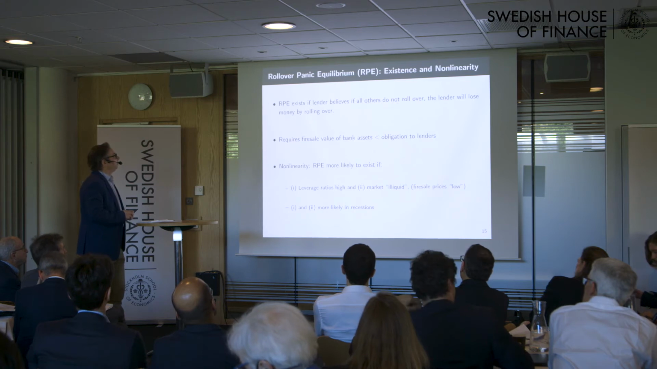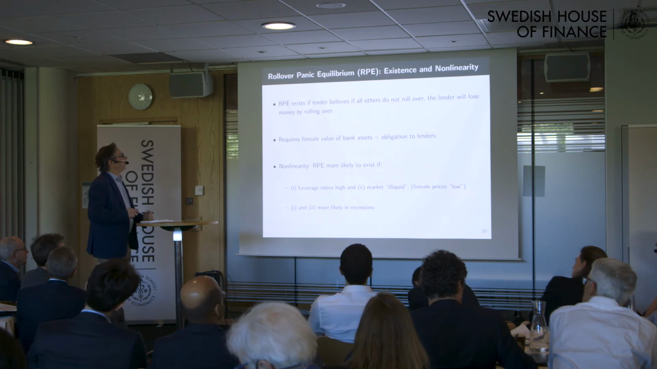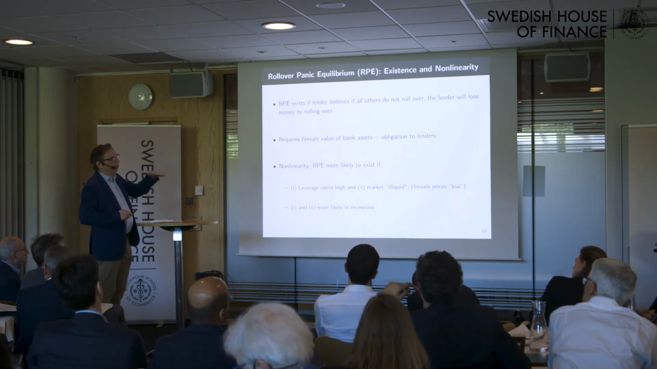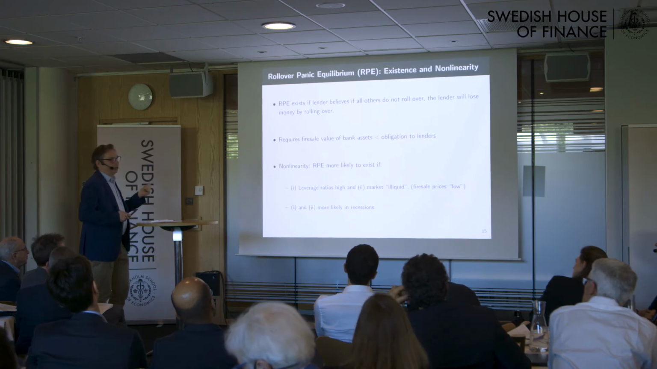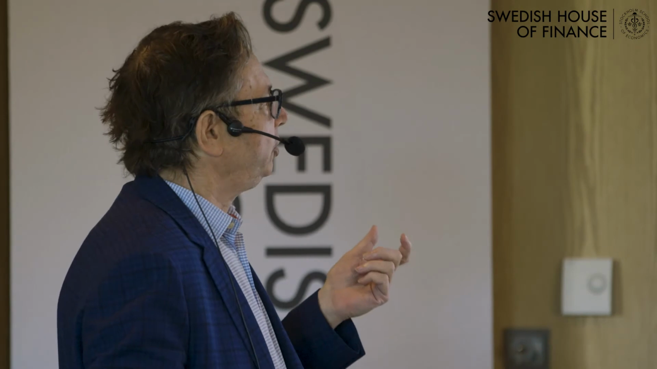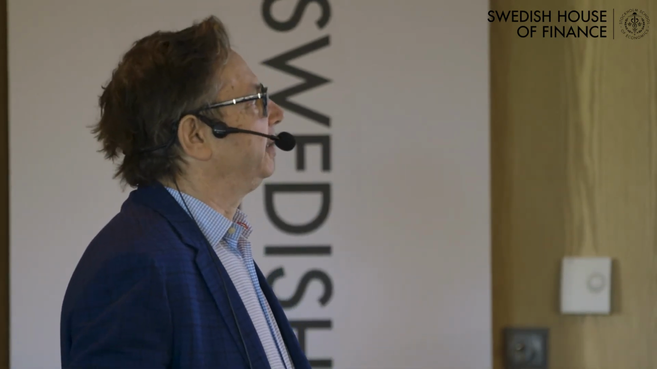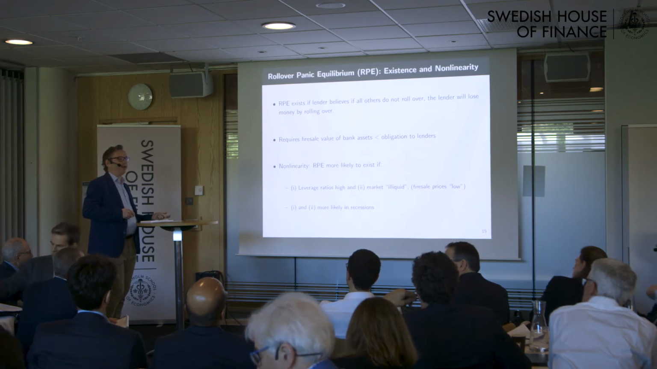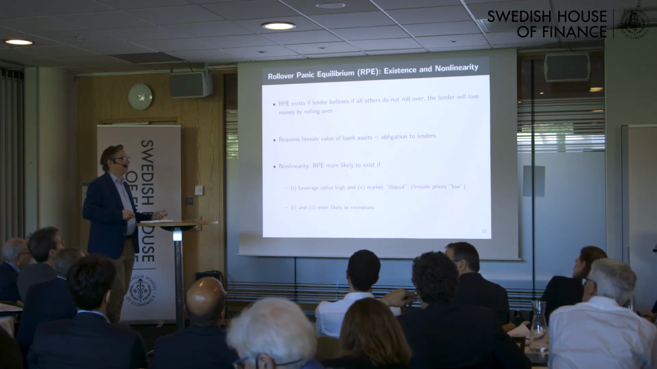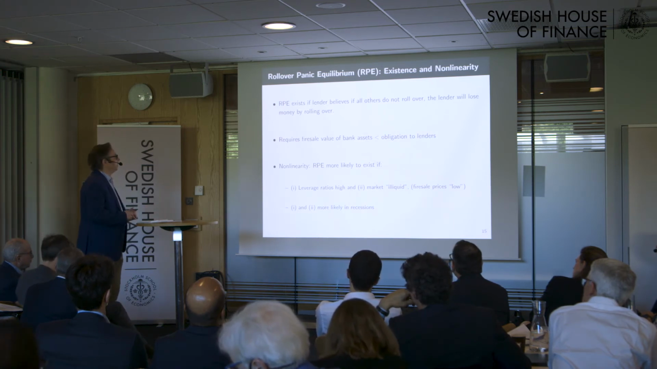Okay. So first question, when is such a panic going to exist? Well, it exists if the lender believes that all others do not roll over. The lender will lose money by rolling over. Now, what's the condition that's going to give us this? The condition is if the fire sale value of bank assets is less than the obligation to lenders. Because if the bank is insolvent after a rollover panic, it has no net worth, it can't operate going forward. The depositor would just lose money sticking with the bank.